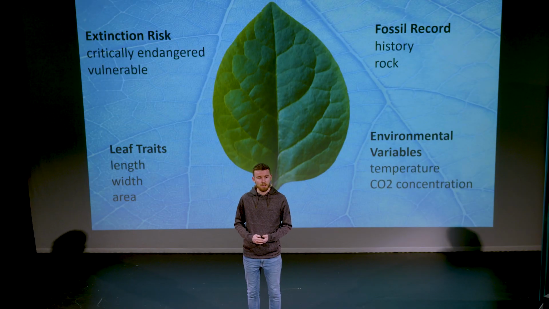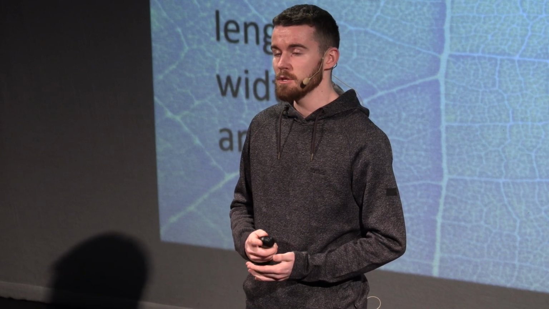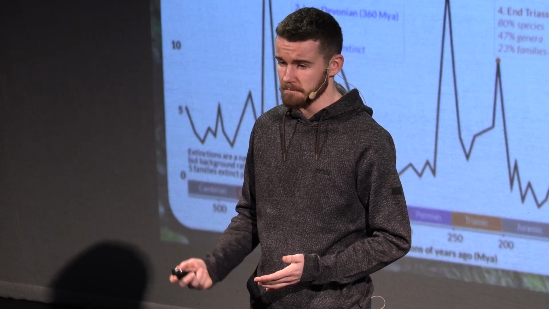And climate change is predicted to be one of the main drivers of plant extinction going forward in the next few years. And so then, if we can understand which leaf traits correlate to plant extinction or survival in the fossil record, then we can use this information to infer with modern plants which species with which leaf traits may be most at risk of extinction.